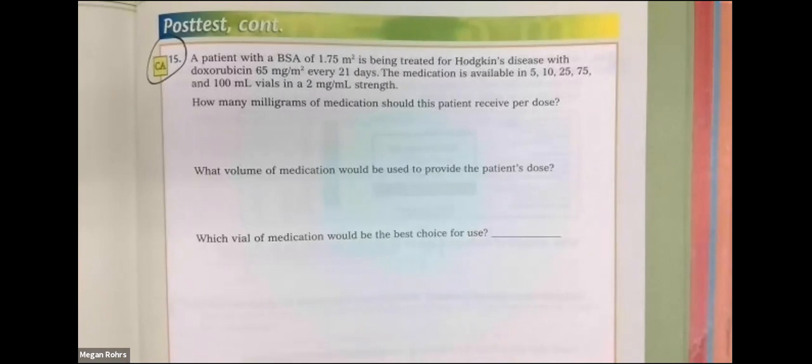Okay, let's take a look at this example. I'm on number 15 on page 277. A patient with a BSA of 1.75 meters squared is being treated for Hodgkin's disease with doxorubicin 65 milligrams per meter squared every 21 days. The medication is available in 5, 10, 25, 75, and 100 ml vials in a 2 milligram per ml strength. How many milligrams of medication should this patient receive per dose?